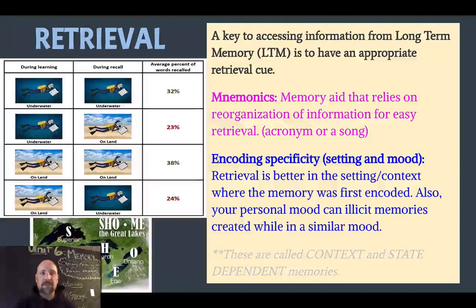A couple keys to retrieval, and we'll talk about these throughout the unit as well, are mnemonics and understanding encoding specificity, which means where you create a memory, it's more easily retrieved in that same context or in that same space. This was in the textbook as well, but I thought it was really interesting. They did some research on people.